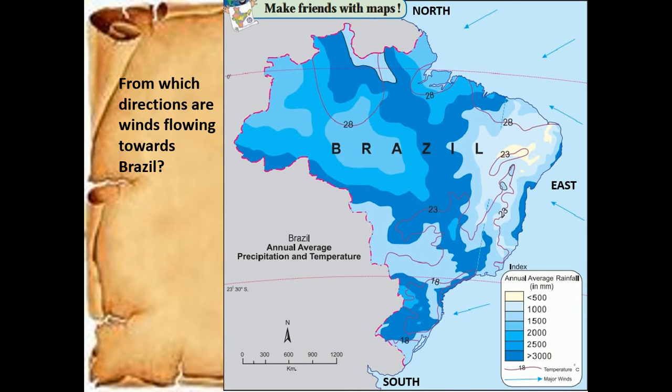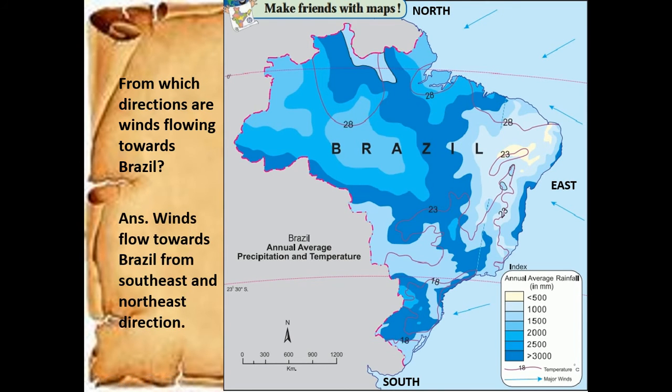From which direction are winds flowing towards Brazil? Now you see you have the arrows showing you the direction of the winds, right? The top is the north, the down is the south, and towards the right is the east. So when you look from down, you can say southeast. The arrow is going in the southeast direction, and from the top it is the northeast direction. So we say winds flow towards Brazil from the southeast and northeast directions.